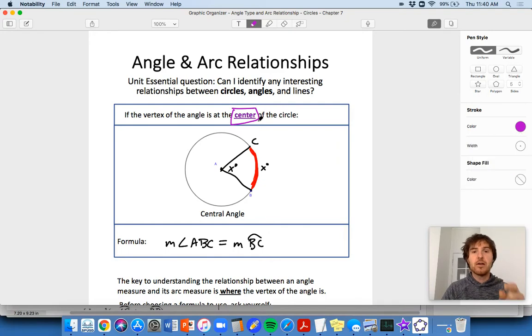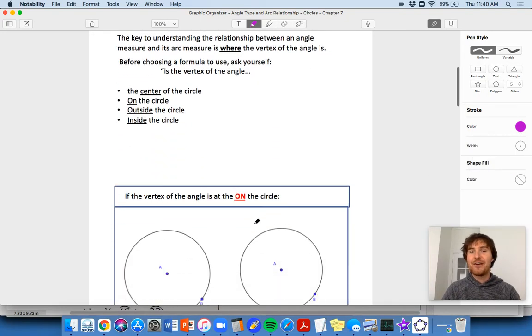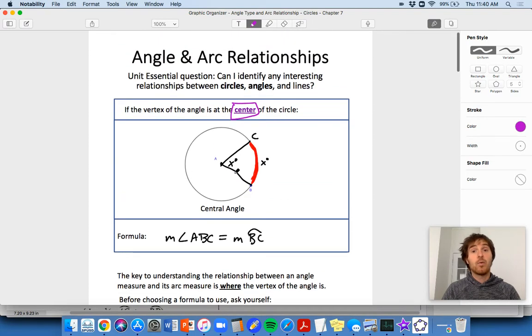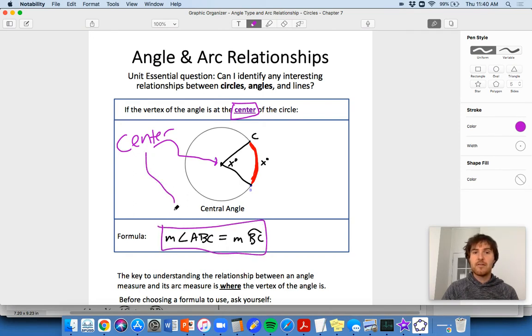So that's what I'm telling you today. That's the whole point of this graphic organizer: where the vertex is going to be. You might want to draw this into your graphic organizer to really emphasize my vertex is at the center of the circle, so I know I use this formula. If I'm at the center, I use this formula. My central angle is the same measurement as its intercepted arc.